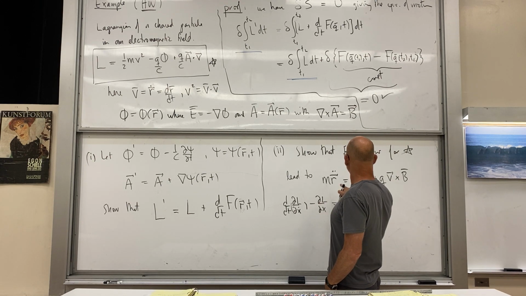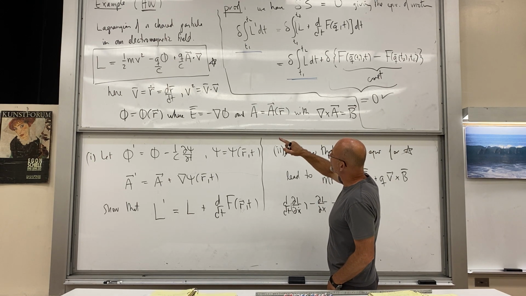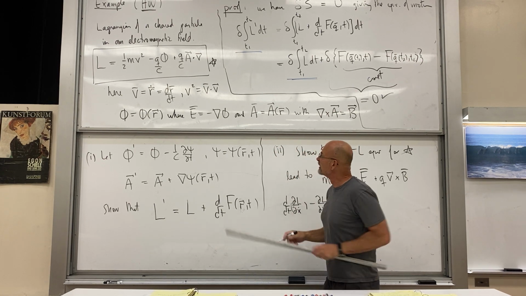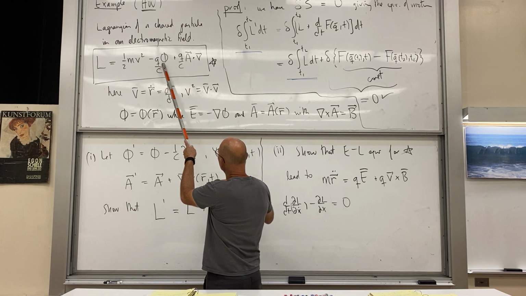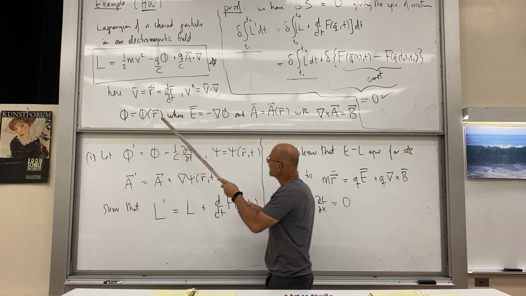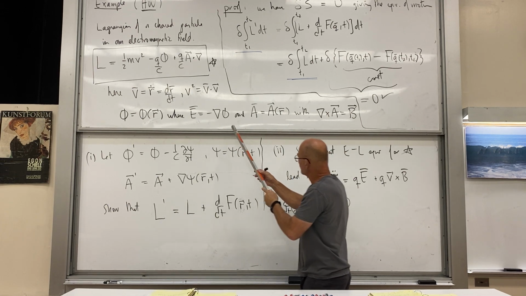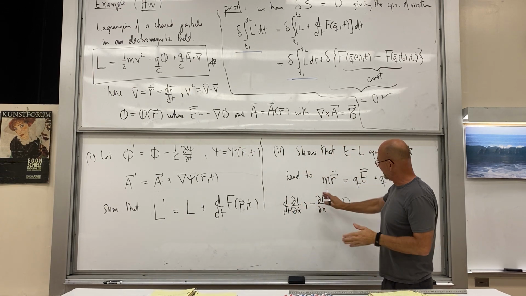And just so you see what's going on here, this one will be easy, okay? The gradient of this thing immediately gives you E, so there's no problem there, right? Look at E sub X.